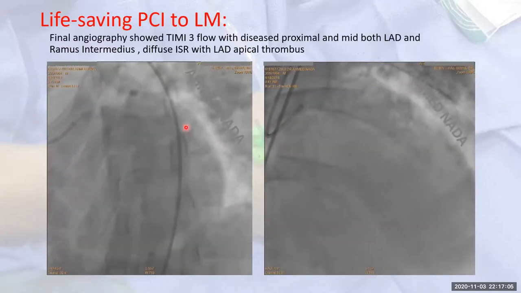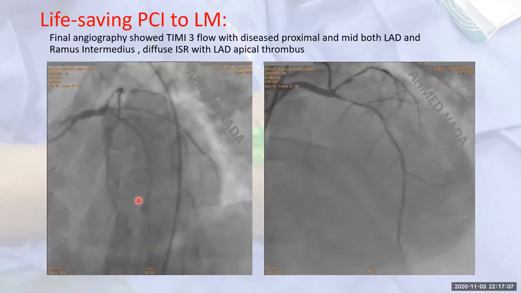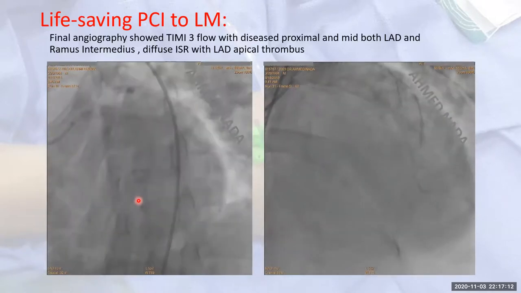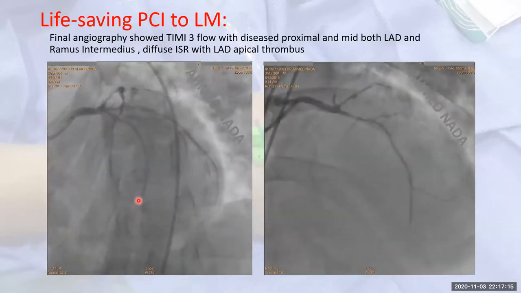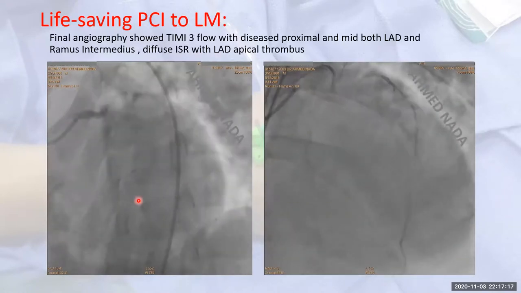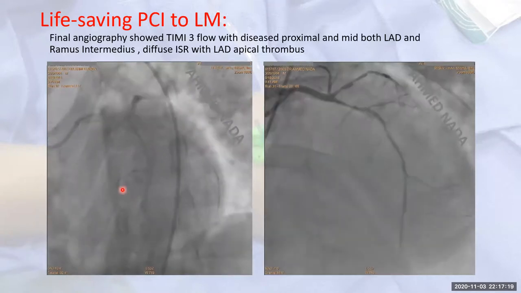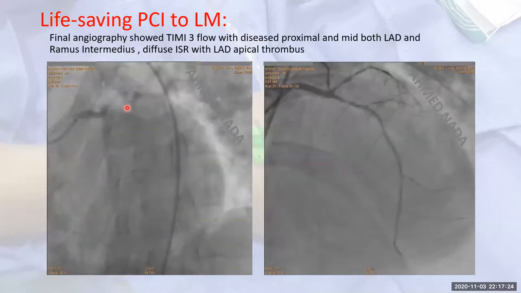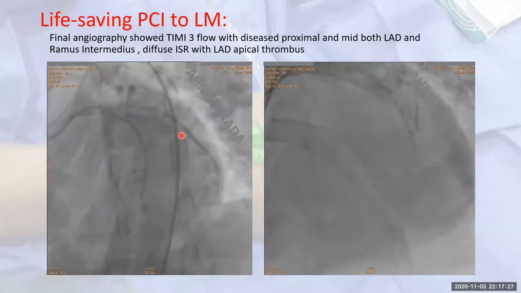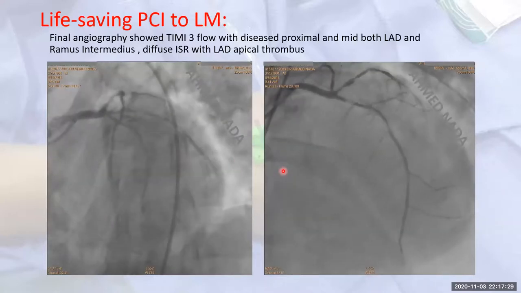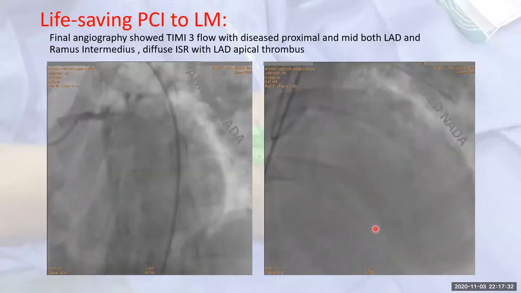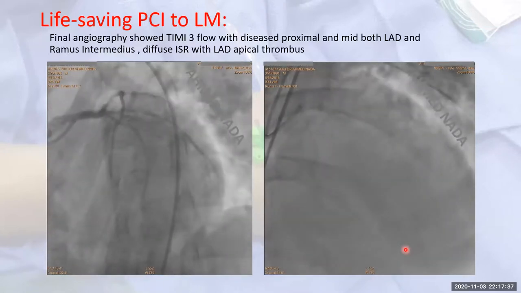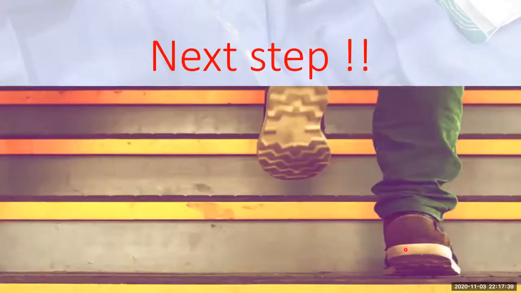We restored flow. Before restoring flow, the patient was ventilated, but the blood pressure jumped dramatically from 80 to 150 exactly at that moment after opening the vessel. So you appreciate that there is haziness all through the vessels, in the LAD, in the ramus mainly, and you see that there is apical embolization, there is a thrombus displaced apically in the LAD itself. So, next step, Dr. Hatem.